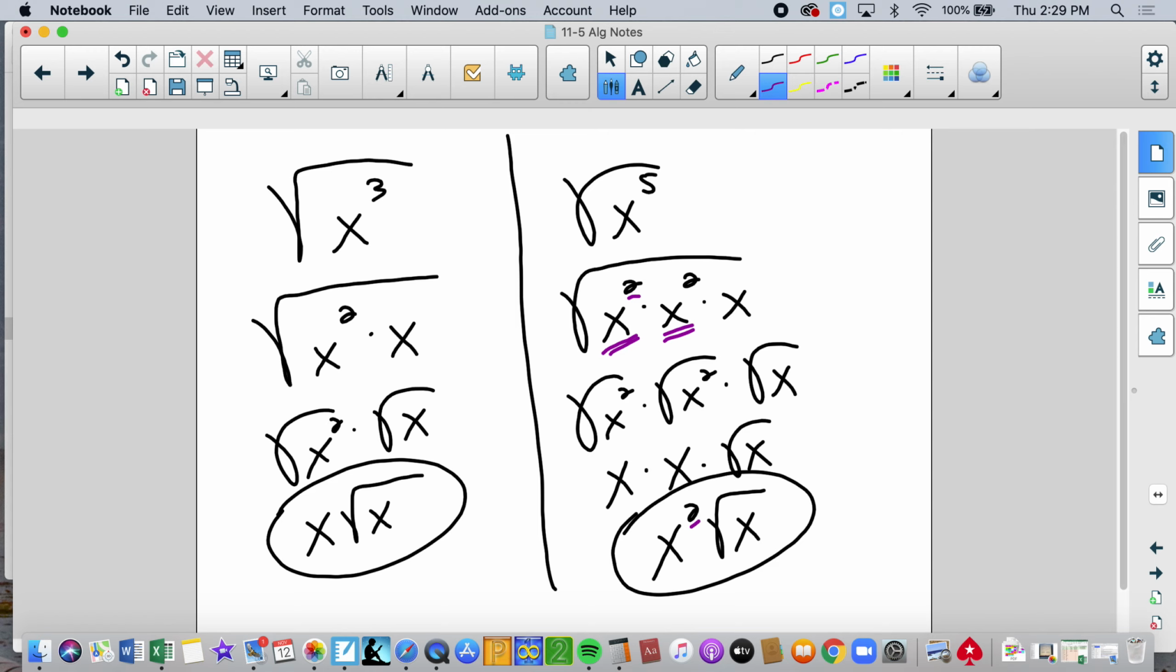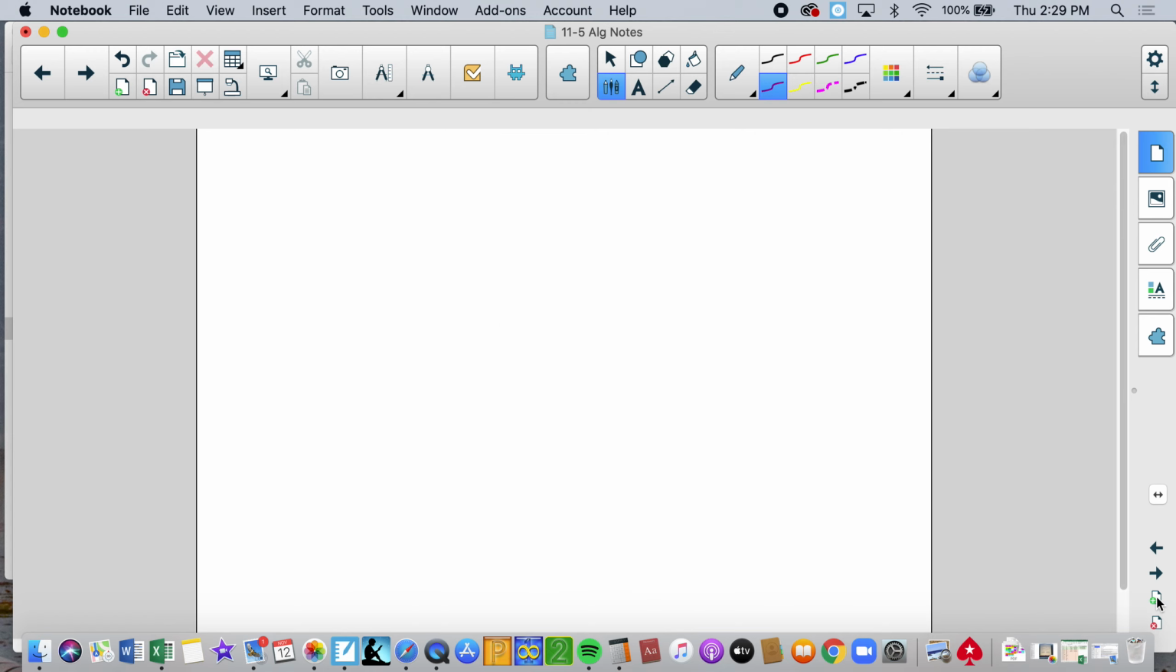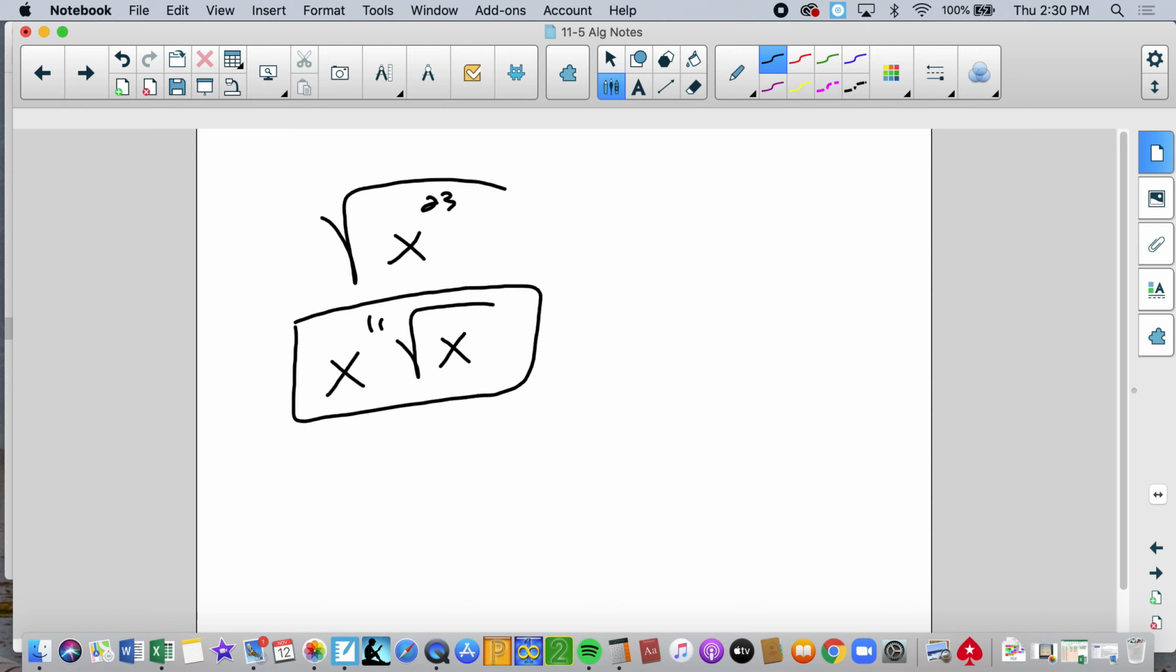So that is a shortcut when we get bigger variables. So if I have the square root of x to the 23rd, instead of going x squared times x squared until you get 23 of them, we're really looking to see how many 2s are in 23. So 2 goes into 23 11 times with 1 left over. So x to the 11th comes outside of the house because there are 11 2s. For each 2, you get 1, and then we have 1 left over. So the square root of x to the 23rd is x to the 11th rad x. That's a nice little shortcut that you can utilize.